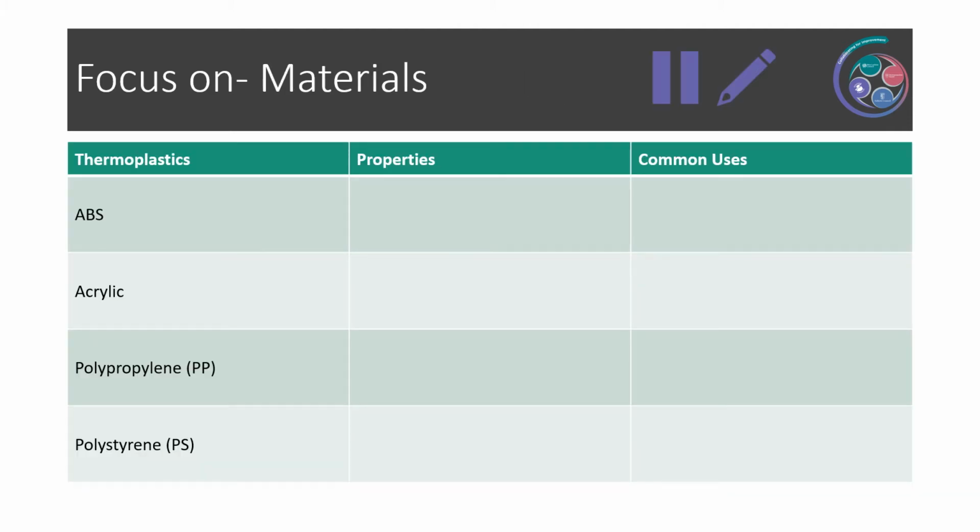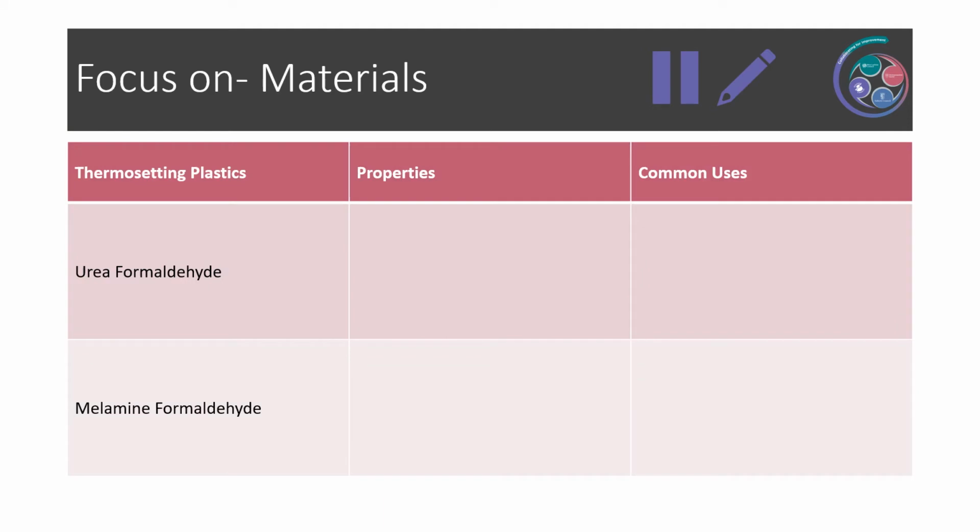It's now time to look at plastics. The thermoplastics that you need to know for National 5 are ABS, acrylic, polypropylene and polystyrene. I would suggest that you pause the video now, copy the table and complete the properties and common uses of each material. These are the thermosetting plastics you need to know for National 5. Urea formaldehyde and melamine formaldehyde. Pause the video now and copy the table, adding the properties and common uses of each material.